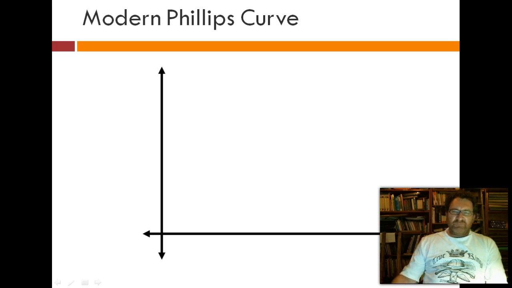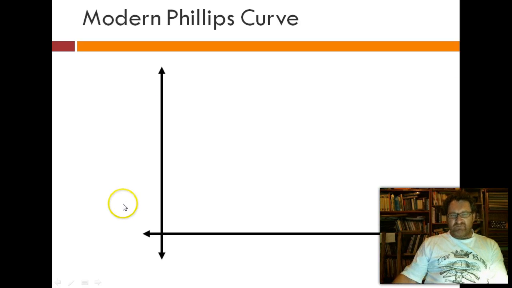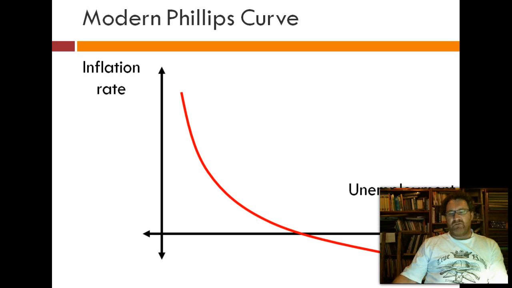So the modern Phillips curve, as drawn in textbooks today, doesn't have on the vertical axis the rate of change in money wages. Rather, it has the inflation rate. That's due to Samuelson and Solow. On the other axis, the horizontal axis, we've got the unemployment rate. So our stylized version of the modern Phillips curve has it downward sloping, like this.